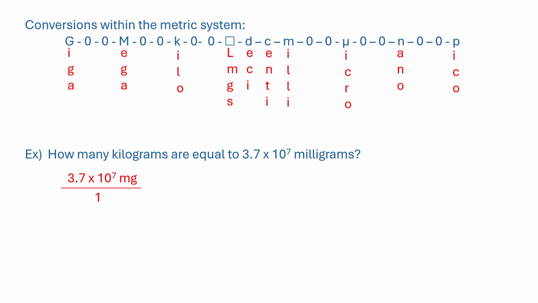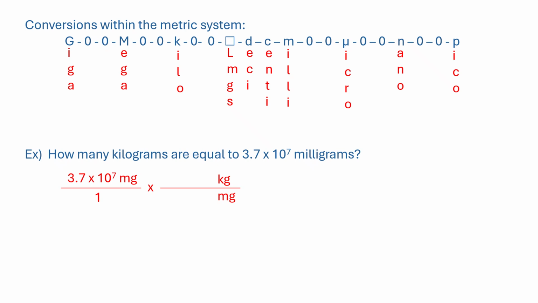So we're going to treat this like any other problem that we've done to this point. 3.7 times 10 to the 7th milligrams as a fraction, so put it over 1. We're still trying to multiply by a fraction. And then we're trying to get rid of, in this case, milligrams, right? So it's got to go on the bottom. And then, of course, kilograms on top.